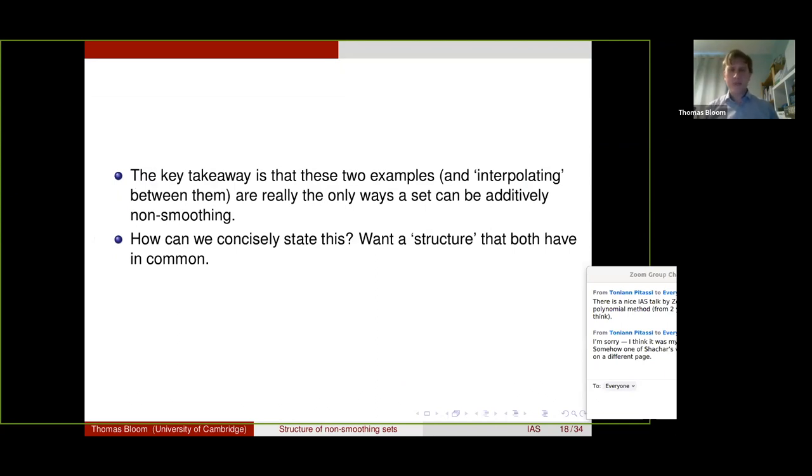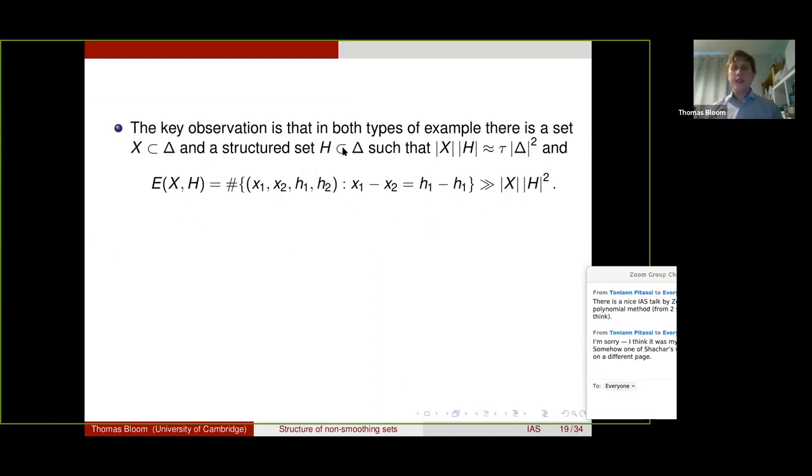Okay, so what's a precise way of stating this? I want to write down a statement which captures both examples. And here the key observation is that in both types of example, there is some set X, which is in delta, and a structured set H, which is in delta, such that the product of their sizes is tau times delta squared. And the energy between them, so this is just counting the number of solutions such that x1 minus x2 equals h1 minus h2, that's maximal. So that's trivially at most the size of x times the size of h squared, and we're just saying that it actually achieves that upper bound up to a constant.